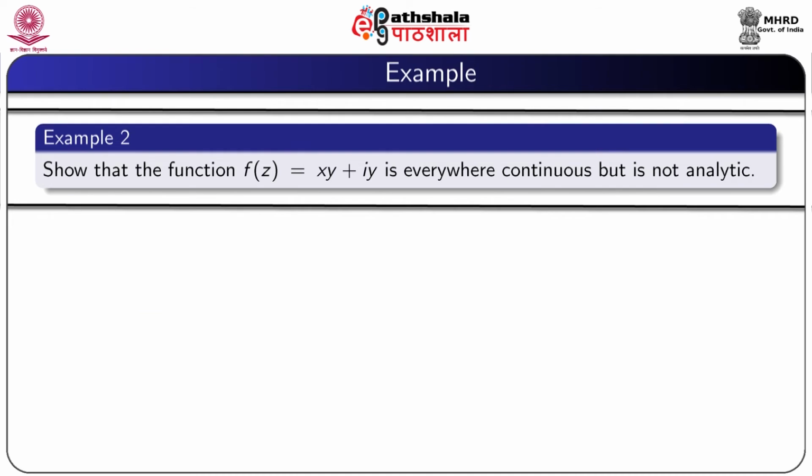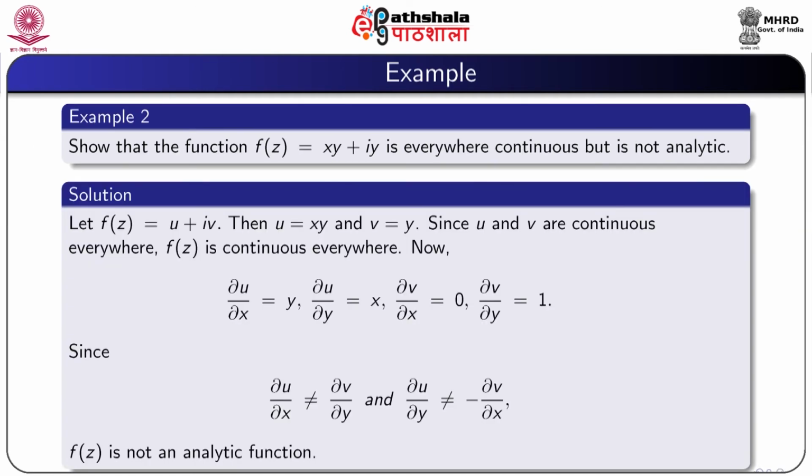So, we give another example, to show that the function f(z) equal to xy plus iy is everywhere continuous, but is not analytic. So, let f(z) equal to u plus iv, then comparing we get u equal to xy and v equal to y. Since u and v are continuous everywhere, f(z) is continuous everywhere.